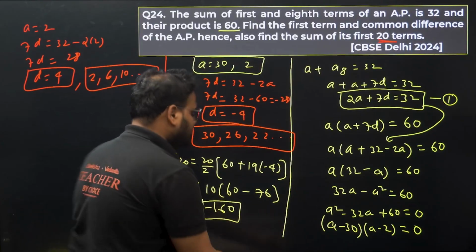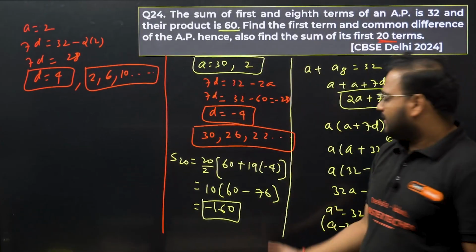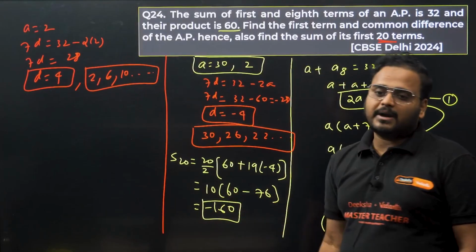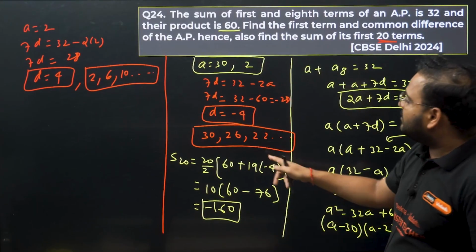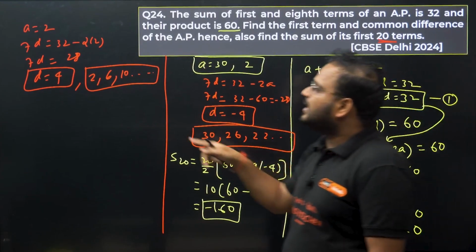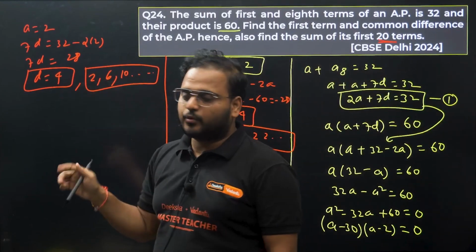The sum is minus 160. 19 into minus 4 is minus 76, the difference will be minus 16, into 10 becomes minus 160. This is for the AP with the first term 30 and the common difference minus 4. Next one will be the AP with the first term 2 and common difference 4.